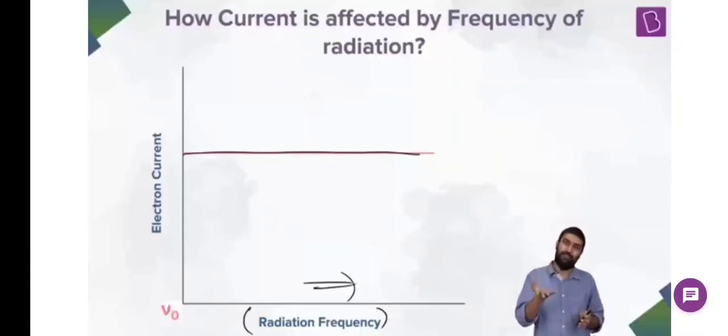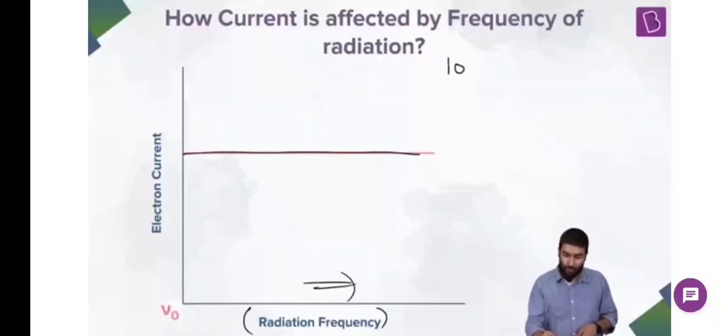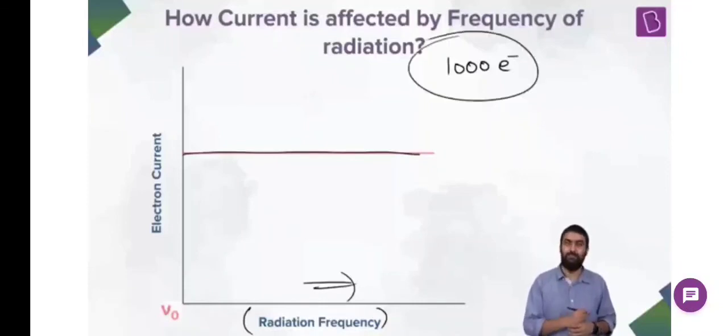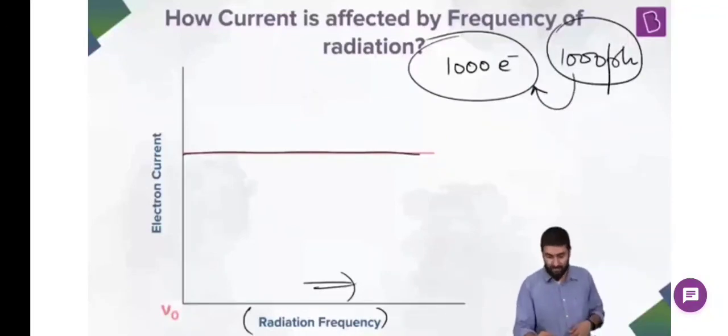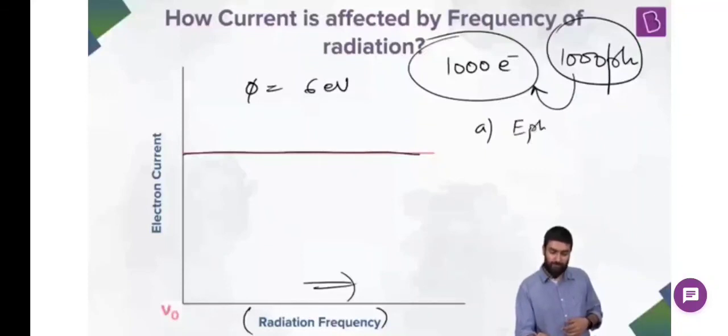If you have 1000 electrons, essentially the current is because of these. Let's assume an ideal case scenario: you had 1000 photons, and they cause the emission of 1000 electrons. Now case A: let's say the work function was 6 electron volts, and the E photon was equal to 10 electron volts. Let's say case B was equal to 8.